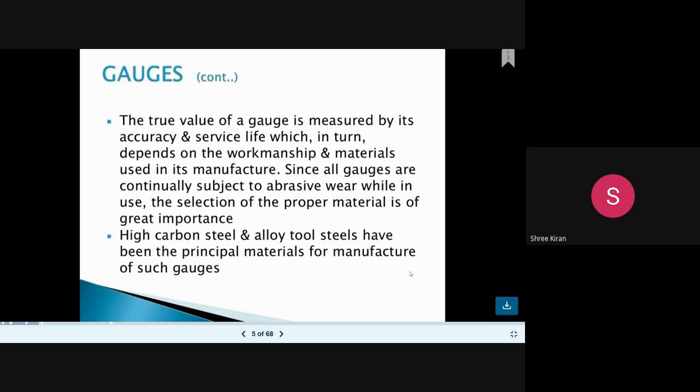So, in the case of gauges, the true value of a gauge is measured by its accuracy and service life, which in turn depends on the workmanship and materials used in manufacture. Since all gauges are continually subjected to abrasive wear while in use, the selection of proper material is of great importance. High carbon steel and alloy steels have been the principal materials for manufacturing such gauges.